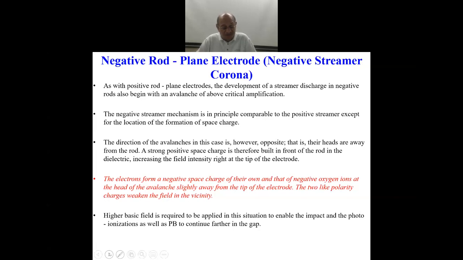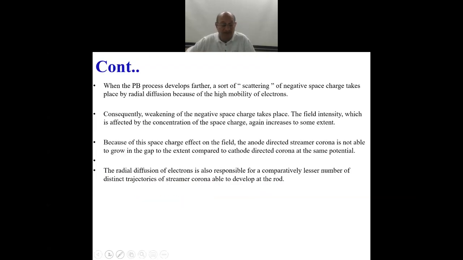Obviously, when you take an electrode of the shape rod, unlike in the shape of needle, you need higher voltage to be applied in this situation to enable impact and photo ionizations as well as partial breakdown to continue farther away from the gap. Just I'll show you two more slides.